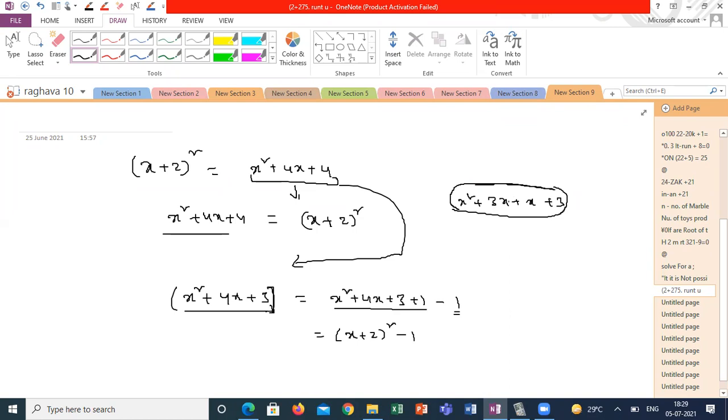If there is a situation where you are unable to factorize, guys, just a minute. My daughter is making noise. Please, just a minute. I will give one more expression.